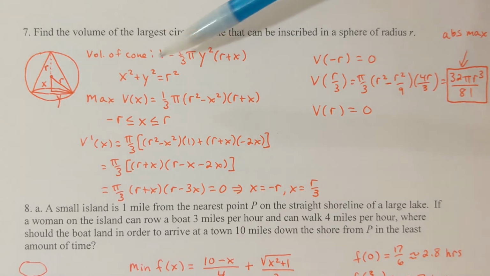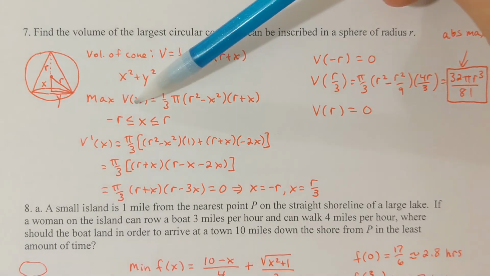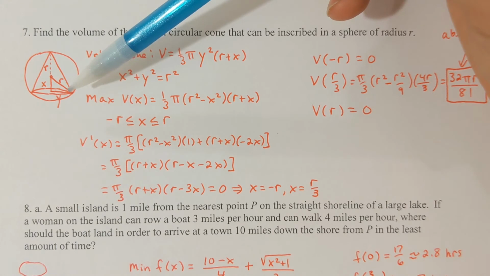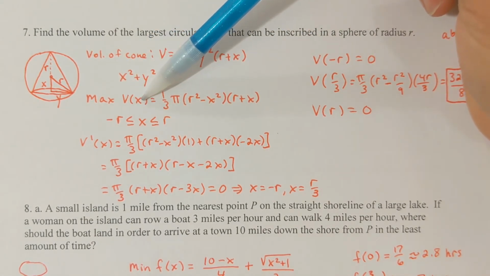So let's see. I don't want y involved in this. I'd like to have a function where I've only got x. Now, in this picture, like I said, I've got a right triangle, so I could use the Pythagorean theorem. x squared plus y squared equals r squared means that y squared is the same as r squared minus x squared. So where I see the y squared in this formula that I'm trying to build, I'll go ahead and write r squared minus x squared. That way everything is in terms of x. Okay, and I'm maximizing the volume as a function of x.